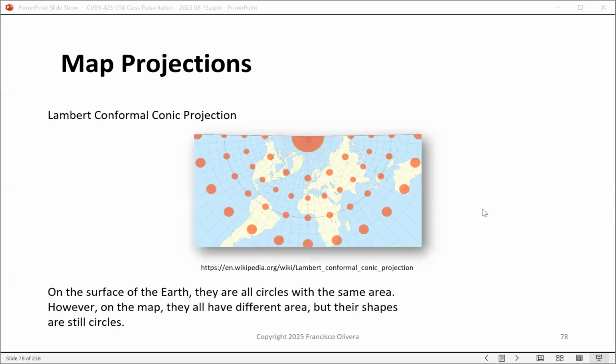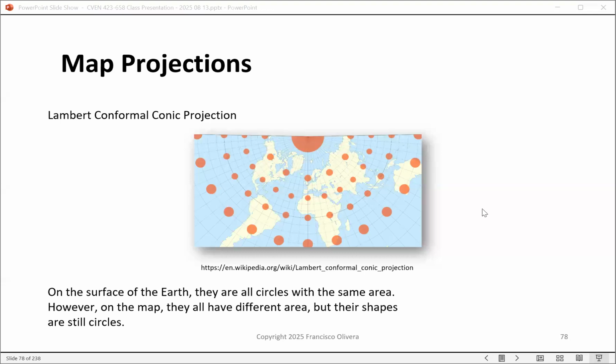Another projection is going to be this Lambert conformal conic. It's a conic projection. Conformal means that it preserves shapes. Again, all the orange circles were circles of the same size on the surface of the Earth. When you create your map, they are still circles because this is a conformal projection, but they are not the same size. Some areas look much bigger than others.